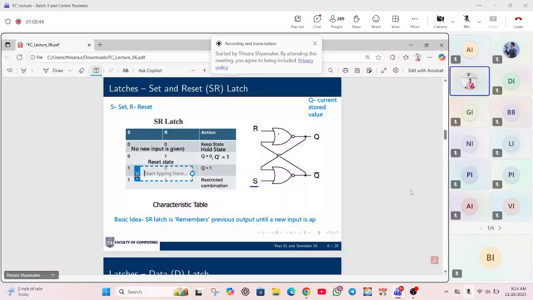Then another one is S equals 1, R equals 0. That means we call it the set state. Once the SR latch converts into the set state, the output Q becomes 1. Then Q bar, the inverse of Q, will be 0.